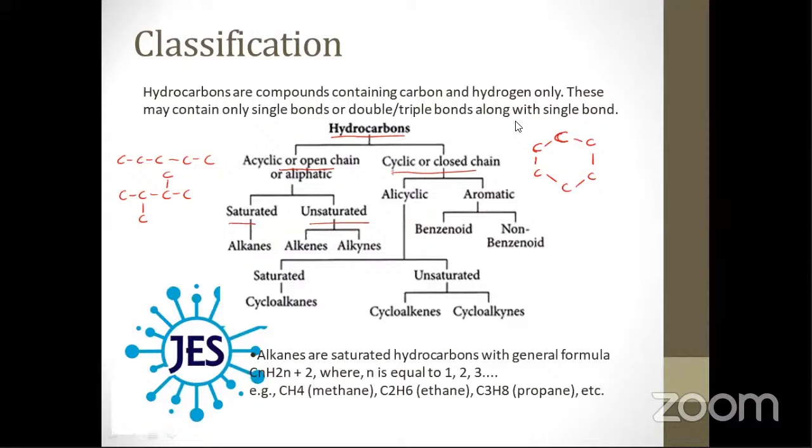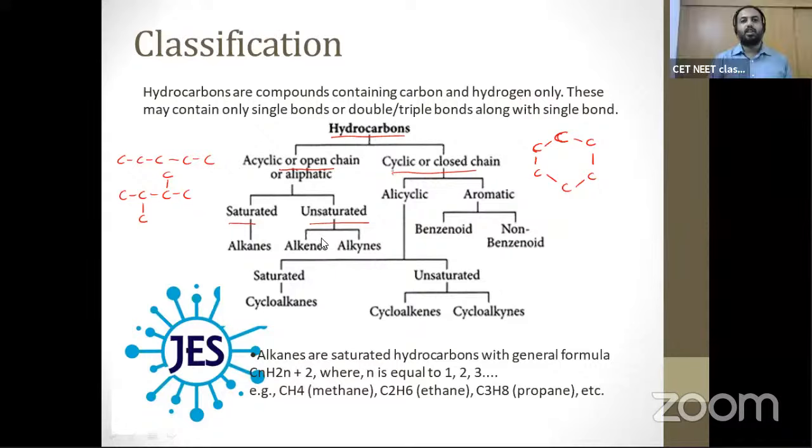Saturated compounds are called alkanes. Unsaturated compounds can be of 2 types: alkenes or alkynes. Very good. All of you correct. Okay, that's about open chain compounds: alkanes, alkenes, alkynes. Similarly, in closed chain you get 2 types.